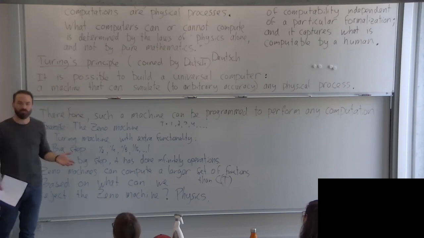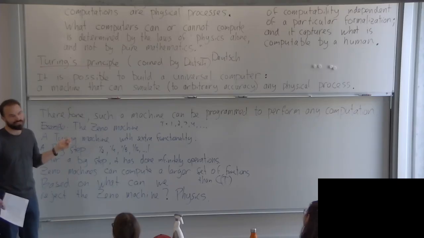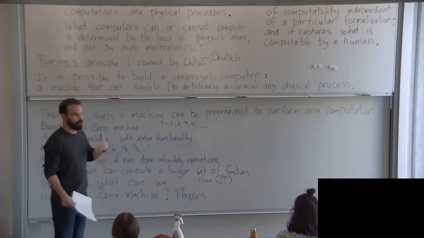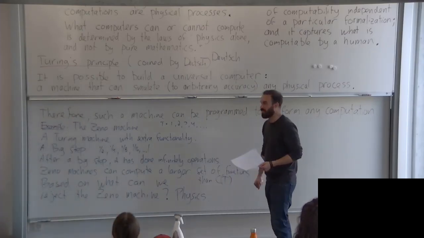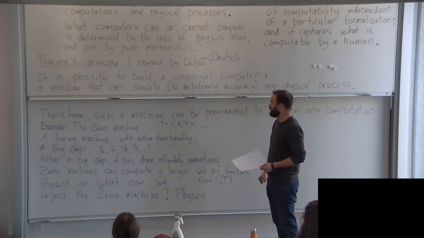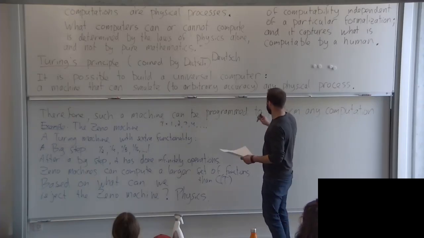Once we see the halting problem, if you want, I can come back to the Zeno machine and see how the Zeno machine solved the halting problem, but how it also has its own halting problem. So there are problems that it doesn't solve. So, a second example.